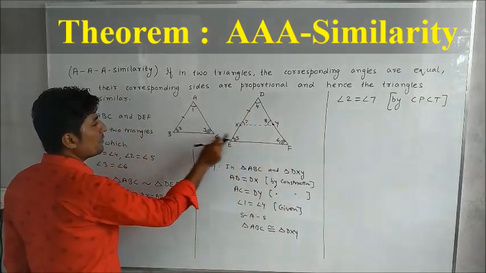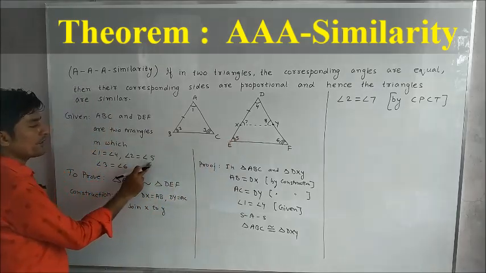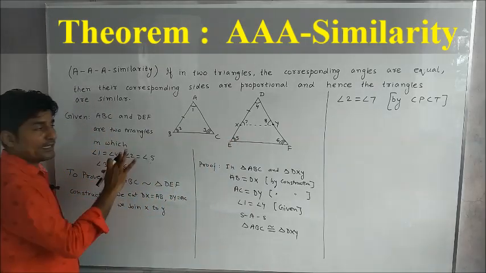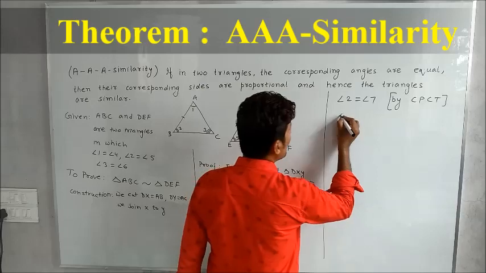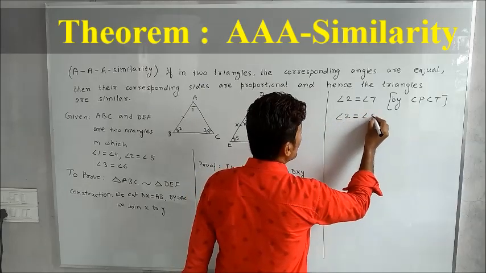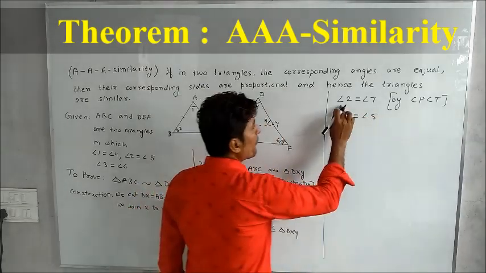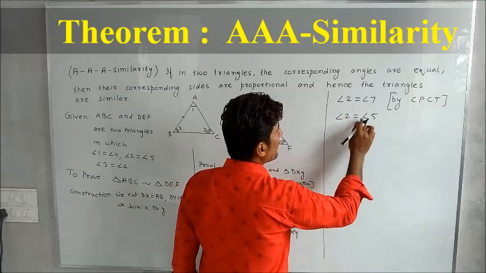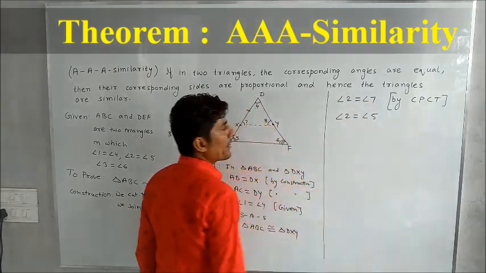As we know, angle 2 is equal to angle 5. It is already given in the theorem. So we can write here angle 2 is equal to angle 5. It is already given.